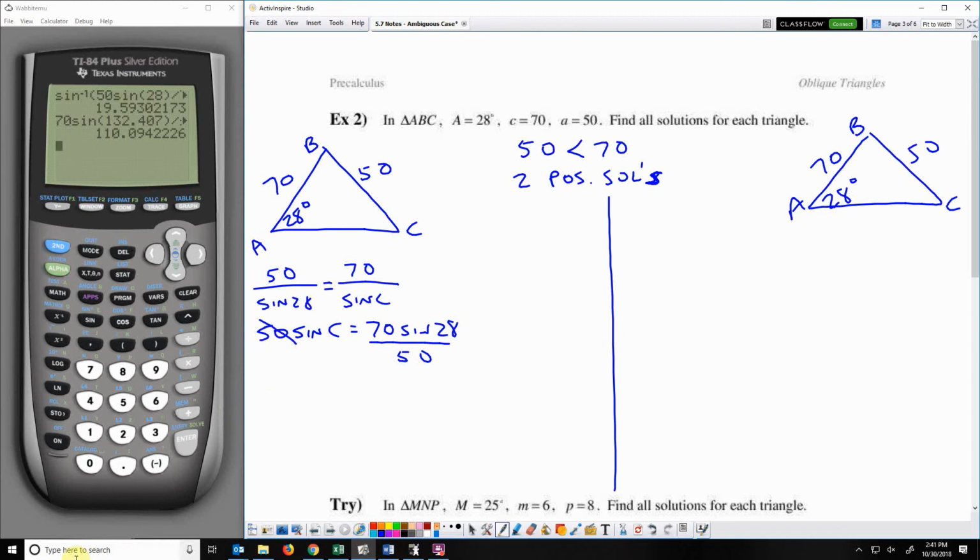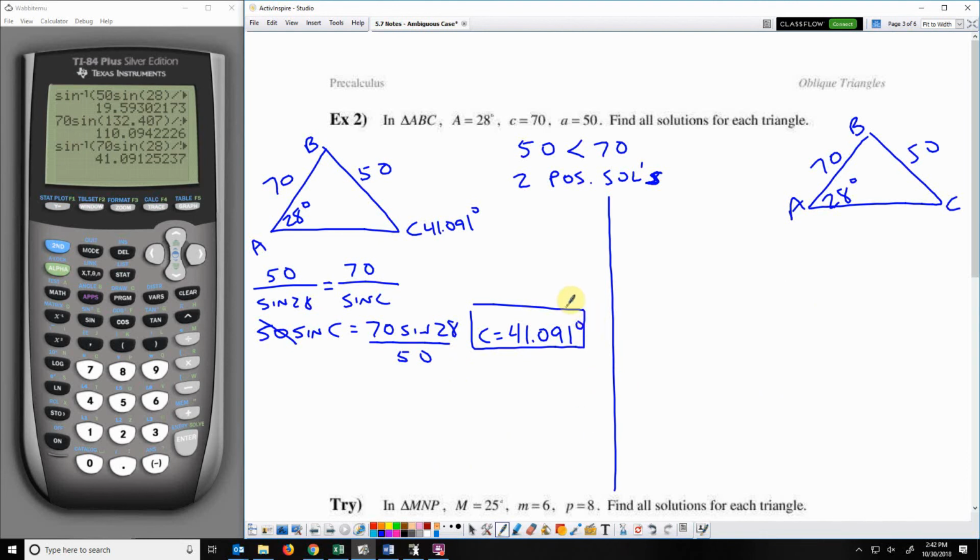So now in order to solve, I just need to do arc sine of this. So second sine, 70 times sine 28 divided by 50. Okay, 41.091. So C is 41.091 degrees. Okay, so that's my first piece of information. Now, I'm going to start the next one by using this. And then I'll come back and finish this side before I finish the other.